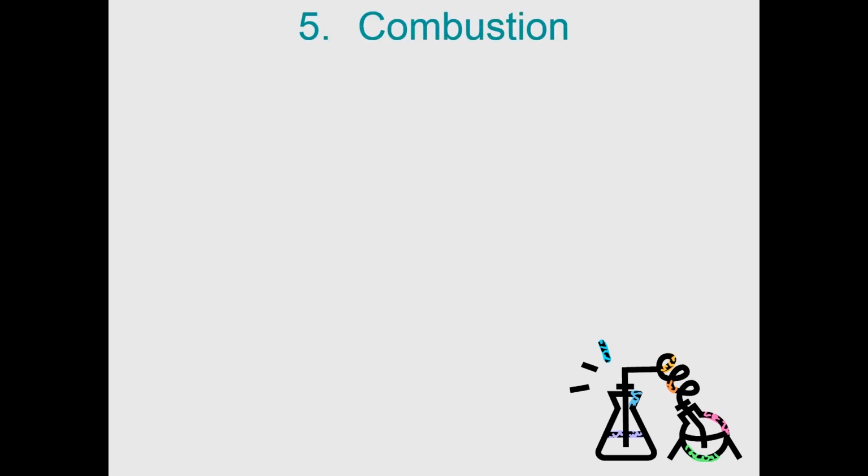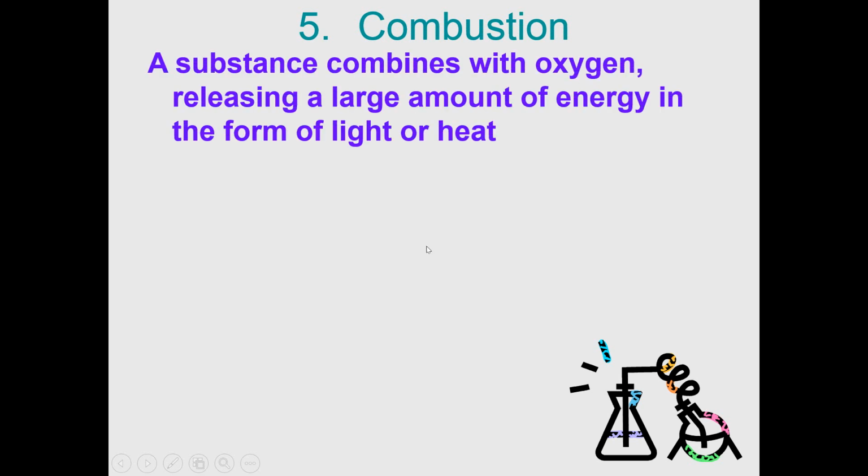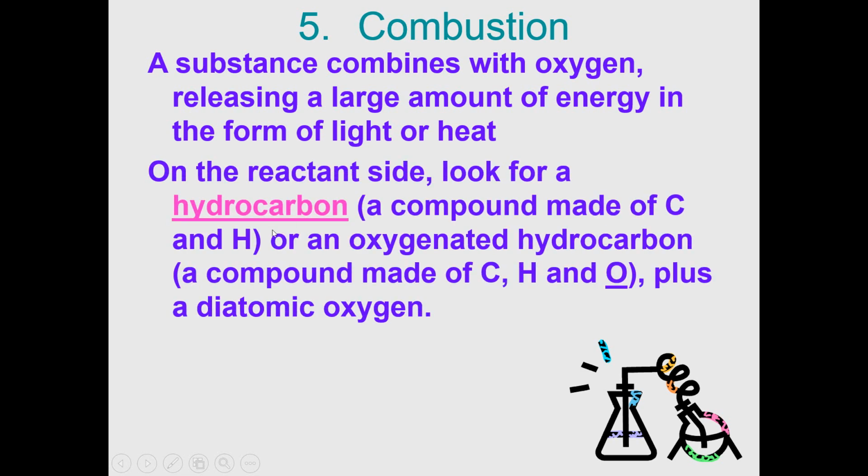The last type of reaction we're going to talk about is a combustion reaction. A combustion reaction is whenever a substance combines with oxygen and it releases a large amount of energy in the form of light or heat. Now on the reactant side, we're looking for something called a hydrocarbon, and just as the word suggests, it's a compound that contains carbons and hydrogens. Sometimes we have an oxygenated hydrocarbon and it has an oxygen located in it, but there are always three factors about a combustion reaction that you can look out for.